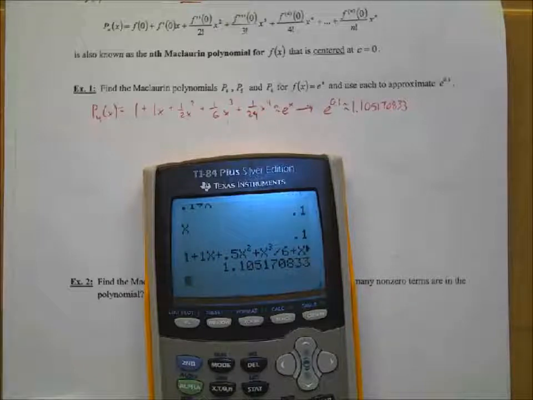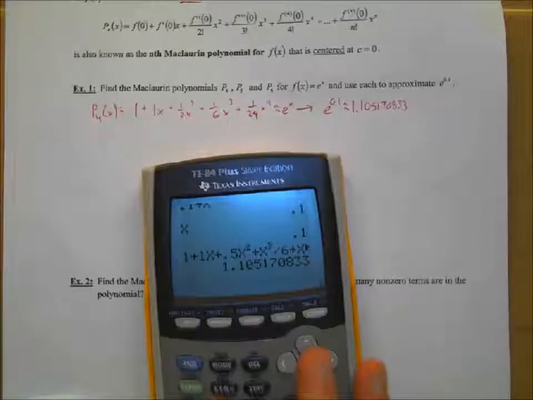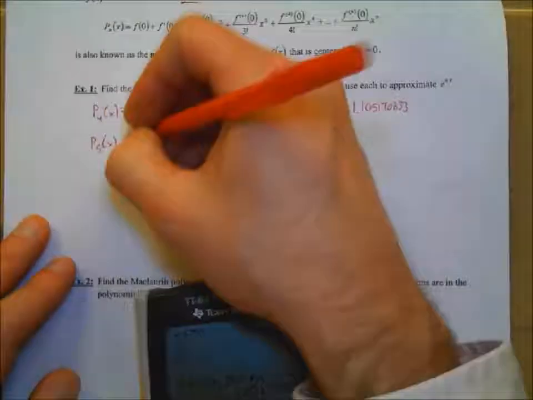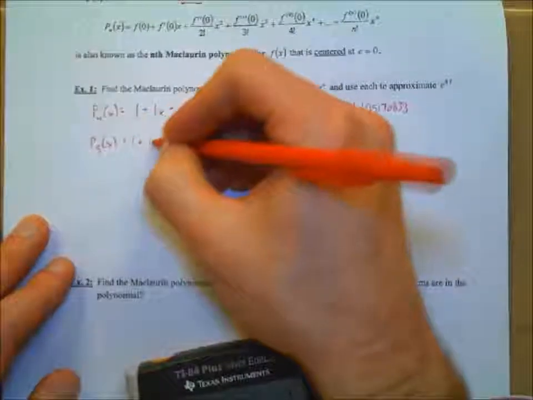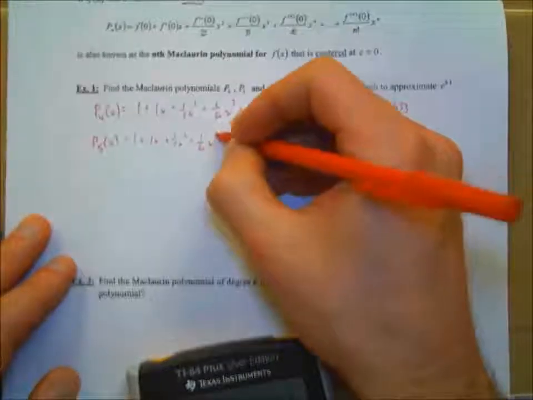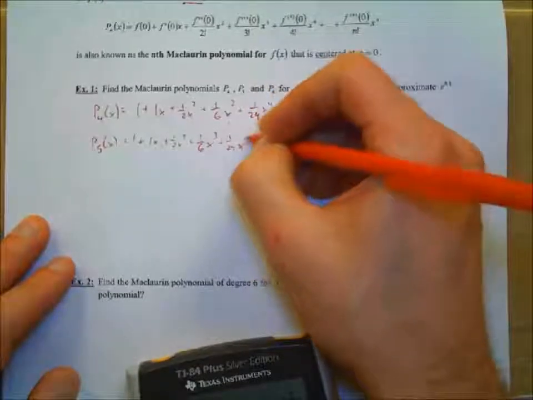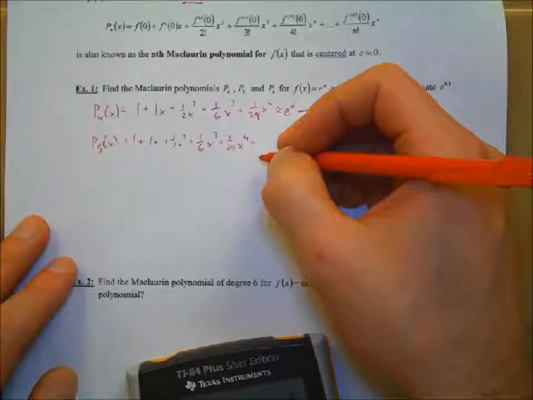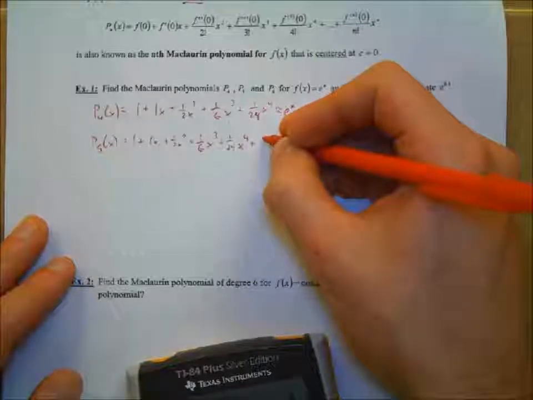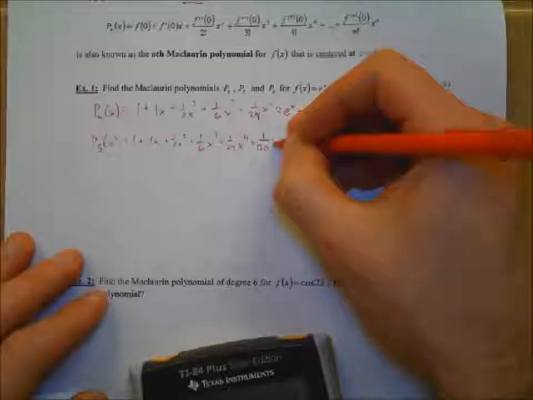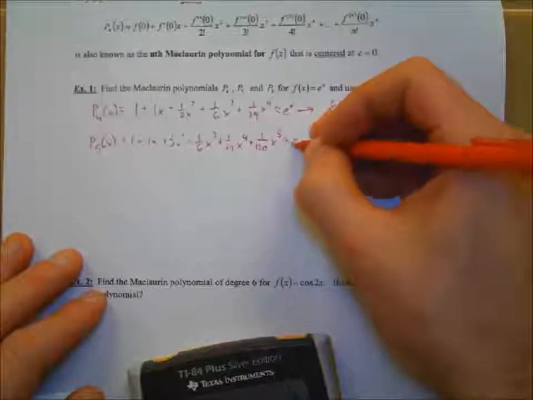All right. So let's try p sub 5 here. Okay, so p sub 5 of x, that will be 1 plus 1x plus 1/2 x squared plus 1/6 x to the third plus 1/24 x to the fourth plus, and then we have to now do 5 factorial, right? 1 over 5 factorial, so that'll be 1/120th, x to the 5th. Again, that's a better approximation of e to the x.